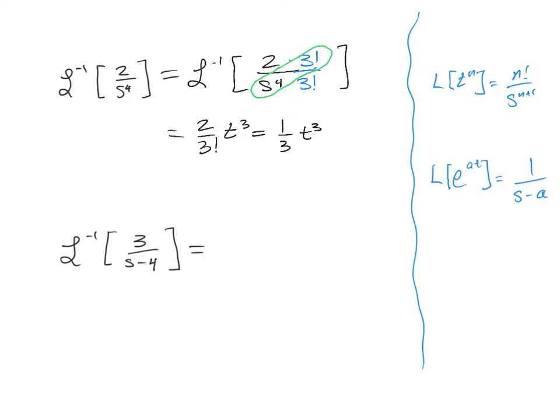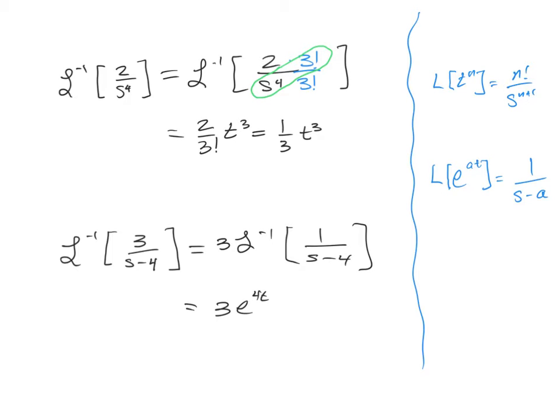For our next inverse Laplace transform, 3 over s minus 4, this looks a lot like the exponential rule with our a number equal to 4. Once again, you will notice that that 3 is kind of just getting in the way since the transform has a 1 in the numerator. So we can just factor out by linearity that 3. And this is the inverse transform of 1 over s minus 4. And this is going to be equal to 3 times e to the 4t.